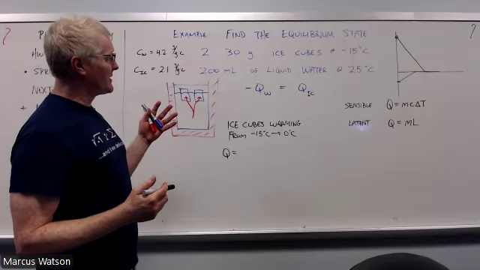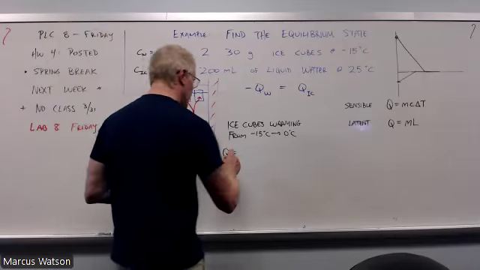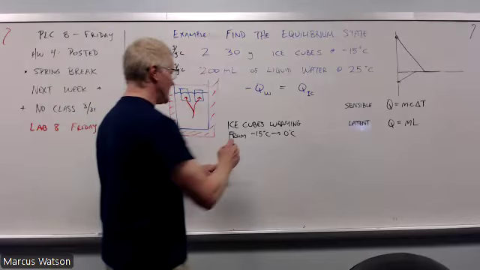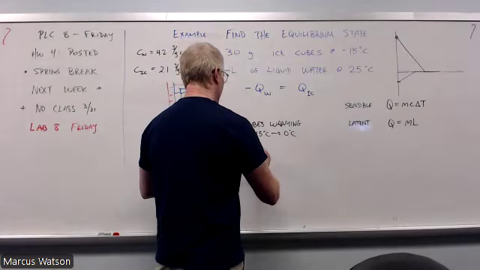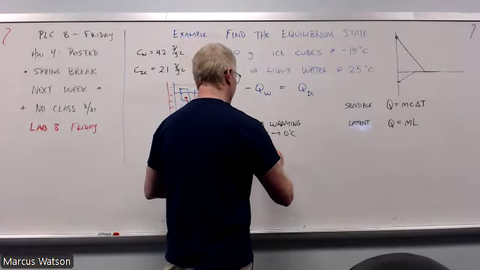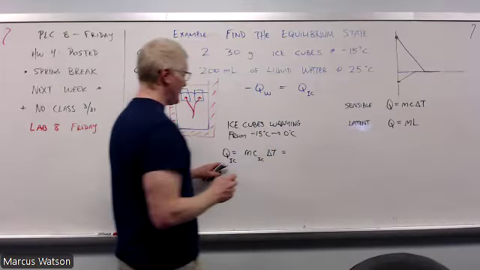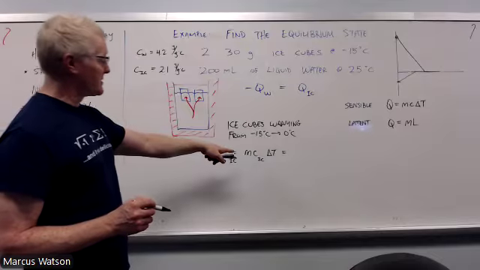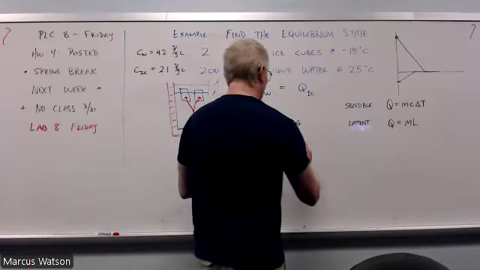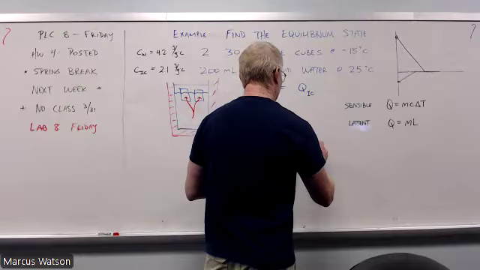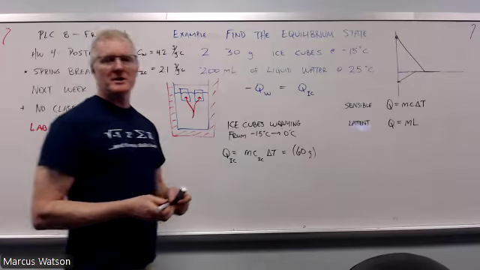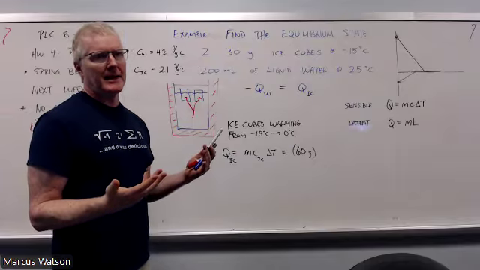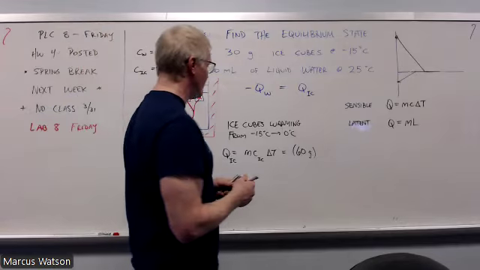In this case, I want the ice cubes warming up. So this is Q for the ice cubes. I'm going to label that with an IC here. And I've got mass, I've got C for the ice, and I've got the delta T. I've got two 30-gram ice cubes, so we'll go 60 grams on this. I'm going to keep everything in grams because otherwise I'm just changing to kilograms, and I don't feel like I need to.